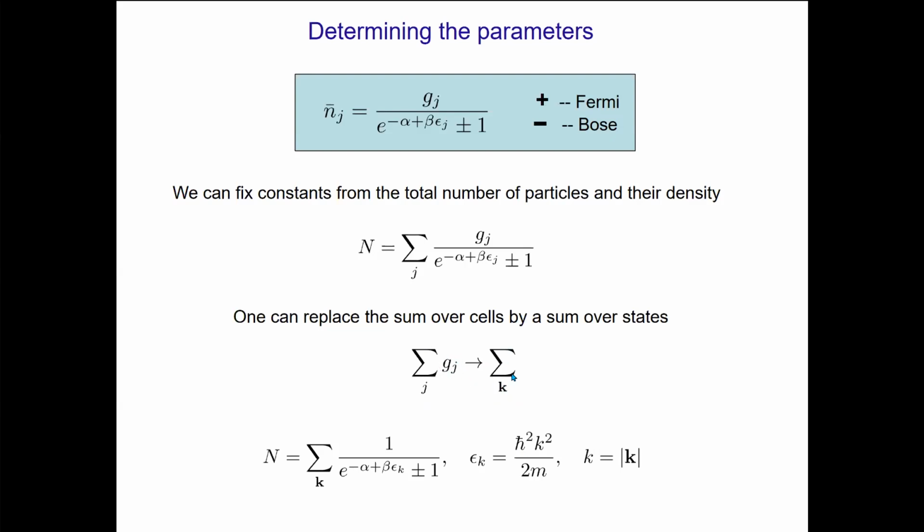Okay, so in this limit, when we sum over all the cells, we can expect that the total number of particles will now be replaced, because the sum over energy cells is replaced by the sum over the wave vectors. This Gj is absorbed into the sum, and this is what remains, the denominator. So this is one constraint on the constants alpha and beta, that this sum should be equal to the total number.